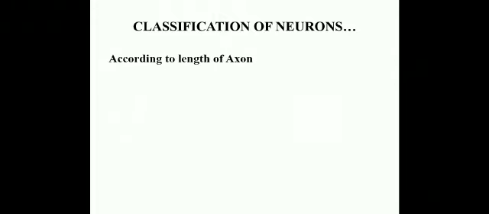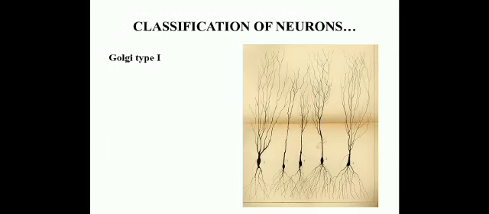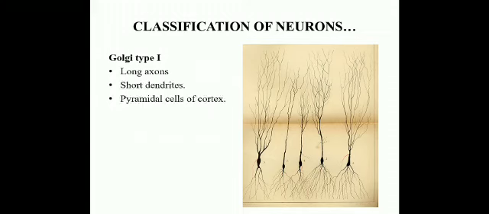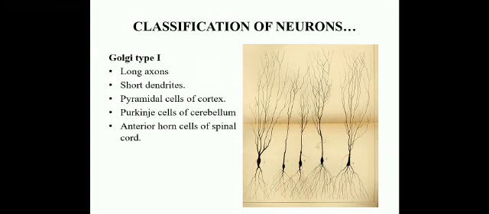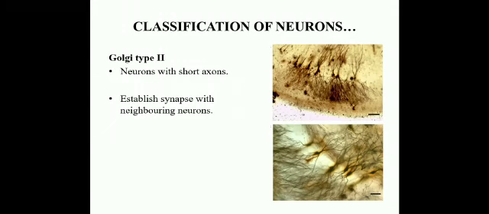According to the length of the axon, the neurons can be divided into Golgi type 1, Golgi type 2 and omicron neurons. The Golgi type 1 has long axons and short dendrites. They are seen in the pyramidal cells of the cortex, Purkinje cells of the cerebellum and the anterior horn cells of the spinal cord. Golgi type 2 neurons have short axons and establish synapses with the neighboring neurons. These are seen in the cerebral and cerebellar cortices.